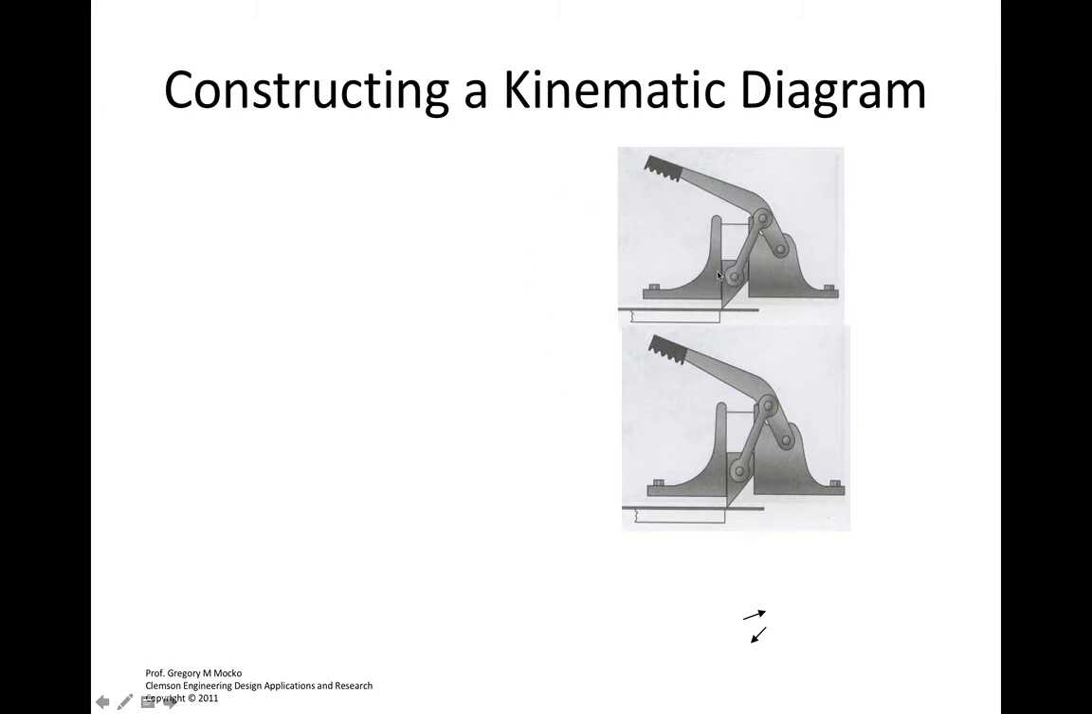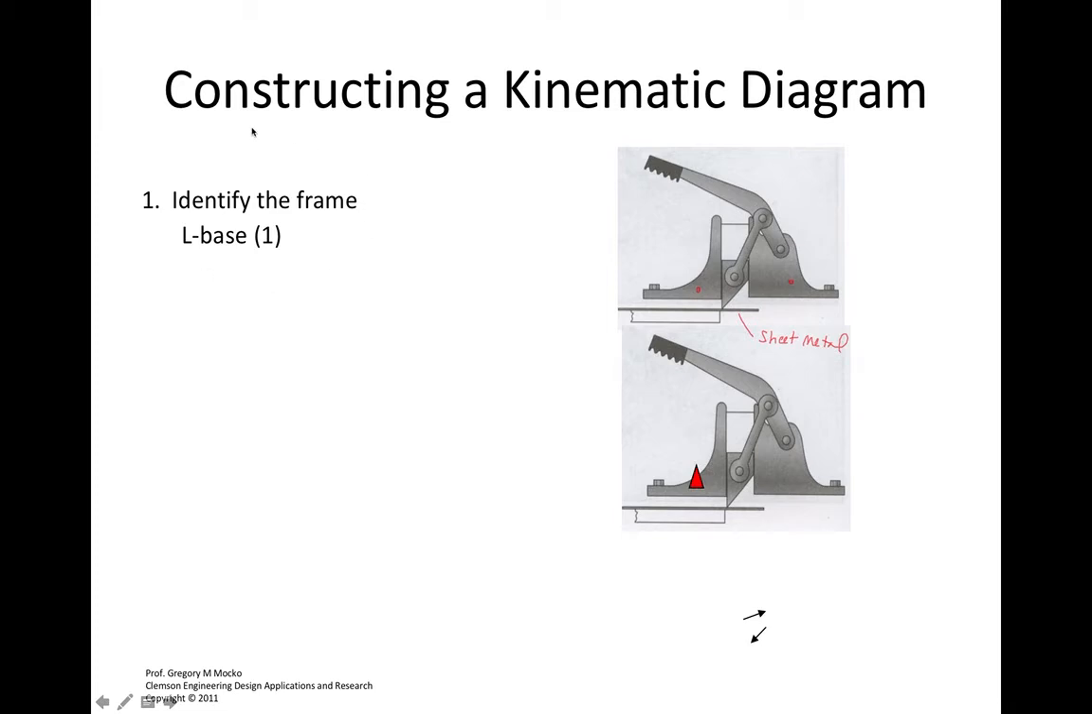So here we have a shear mechanism. We've got this part here and this part here mounted to a table or bolted to a tabletop. Here's a piece of sheet metal, and then here's the handle that moves up and down. Let's go ahead and look at this in the context of a kinematic diagram.